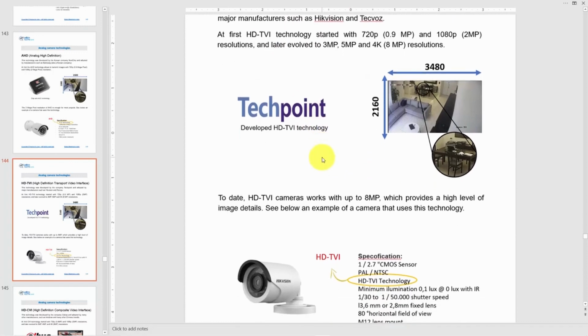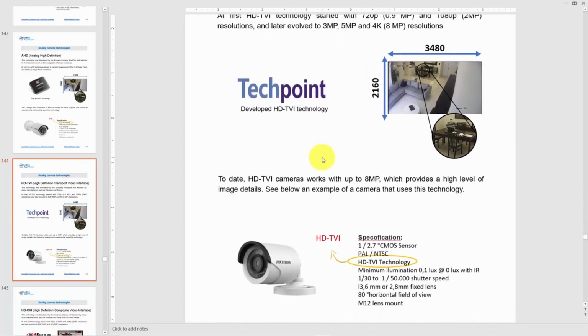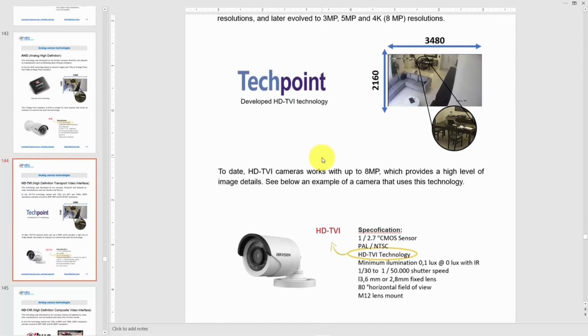This is very popular with Hikvision. So Hikvision is not the developer. They didn't develop this technology. This is technology developed by TechPoint, but Hikvision uses this technology in their cameras. So you can find Hikvision cameras with HD-TVI. As you can see here, you buy a camera, you can see the specification, okay?